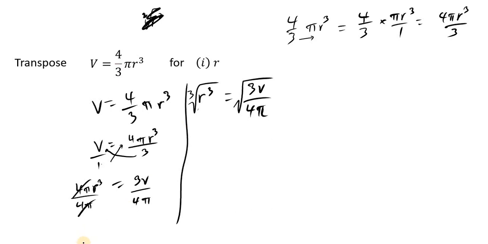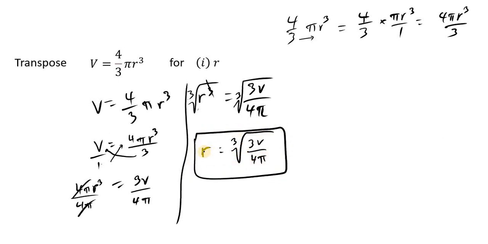So let's go back to this. A cube root gets rid of a cube, so that's cancelled, and we have r equals. By the way, I should actually cube root both sides, so I have to make sure the 3 is right by the radical symbol. So we have r is equal to the cube root of the quantity 3V over 4 pi. That's our solution where r is the subject.